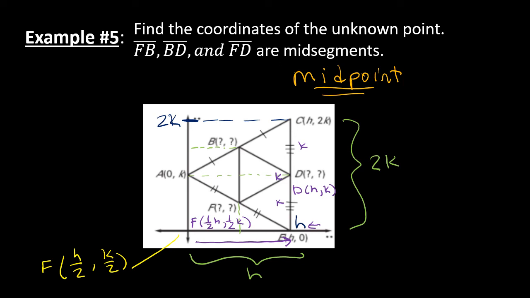Okay, so point B up here at the top. Point B is on the same vertical line as point F, so this is going to be H over 2. And then how far up am I going? Well, this distance is half a K, and this distance is half a K. So I'm really going up K plus another half of K.